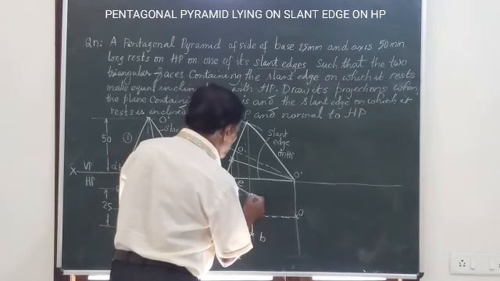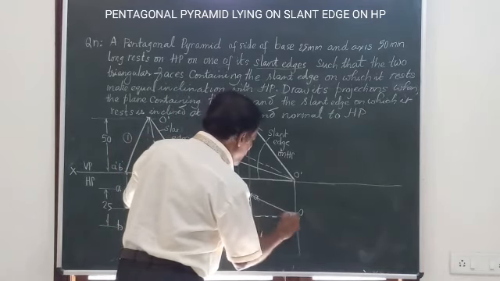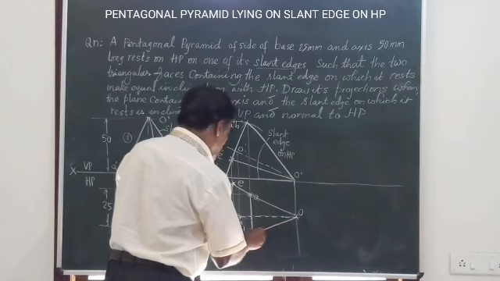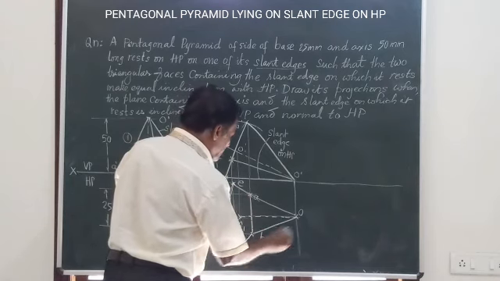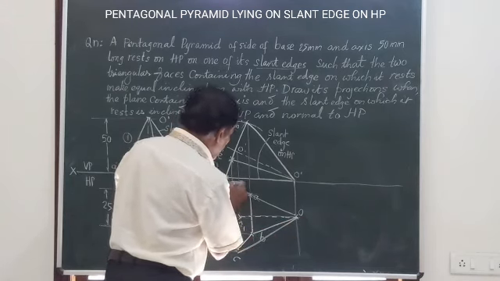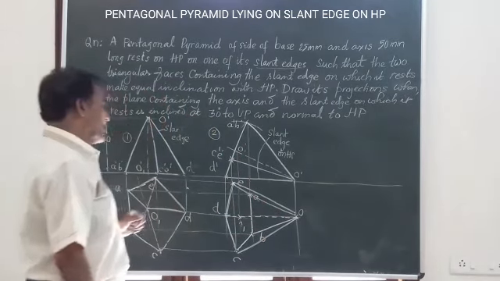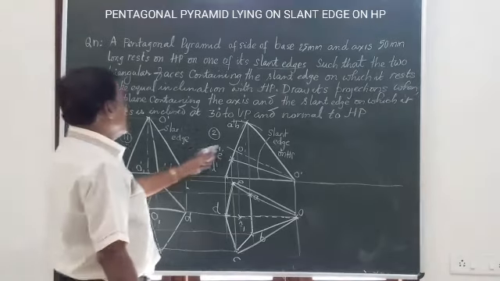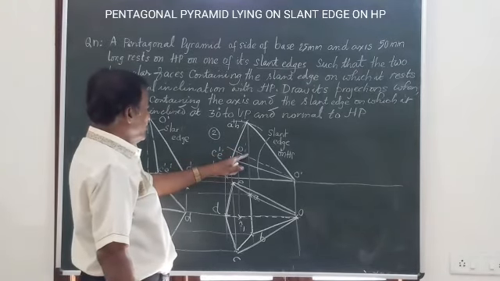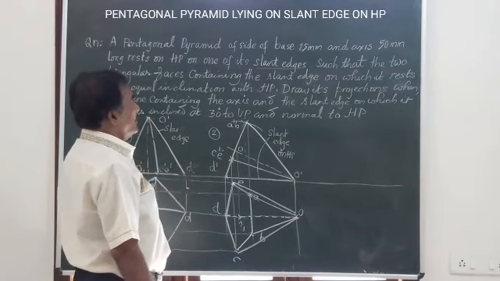So if you join them like this, it is O to A, O to B, O to C, O to D and O to E. Only this is not visible to the observer. So this is the front view of the solid in the second position. This is the top view of the solid.